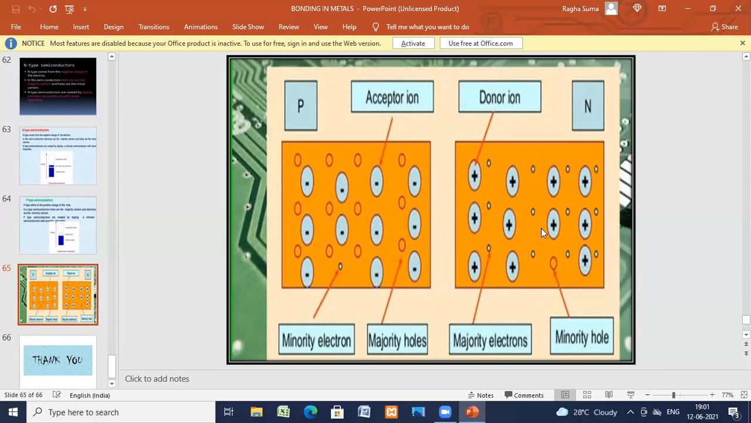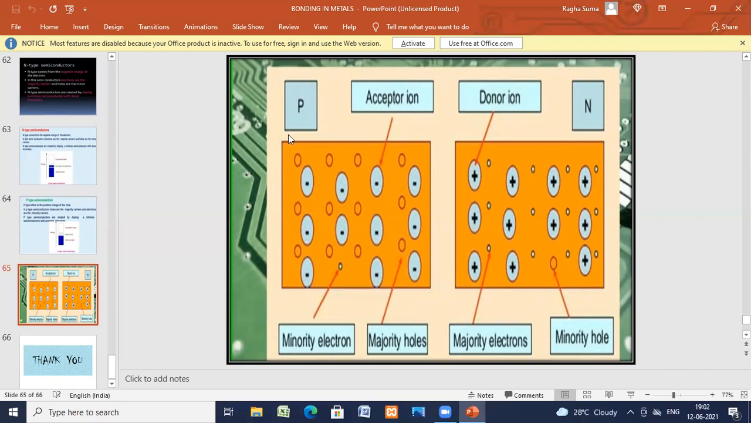Whereas in n-type, the majority carriers are the electrons and the minority carriers are the holes. So the majority is electrons, negative charge, so you call it n-type. And this is p-type. So this is about the semiconductors. Different types of materials were explained by band theory. In band theory, metals, non-metals, that is insulators, and semiconductors, and the types of semiconductors were explained clearly in this class.